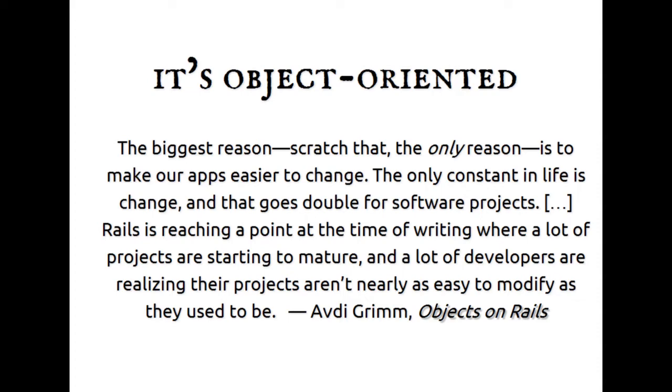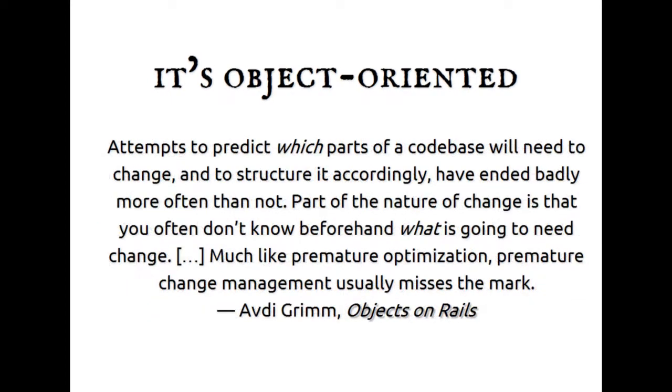Rails is reaching a point at the time of writing where a lot of projects are starting to mature, and a lot of developers are realizing their projects aren't nearly as easy to modify as they used to be. This allows you to modify your projects easier. Attempts to predict which parts of code base will need to change and to structure accordingly have ended badly more often than not. Part of the nature of change is that you often don't know beforehand what is going to need change. Much like premature optimization, premature change management usually misses the mark.